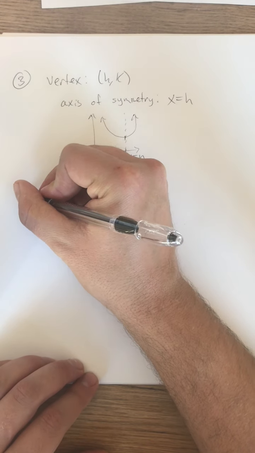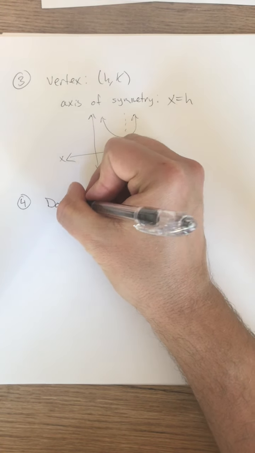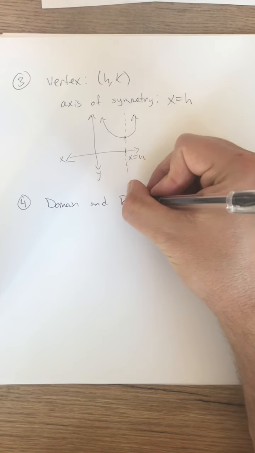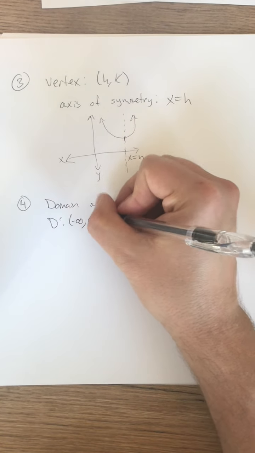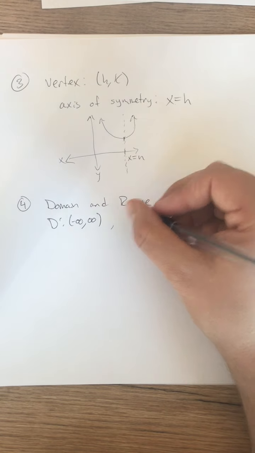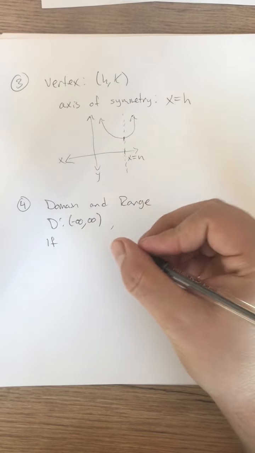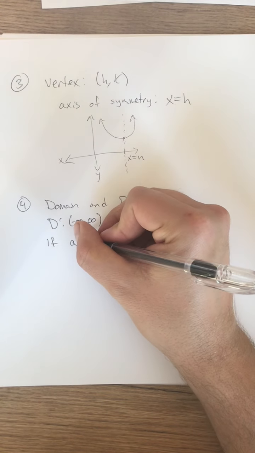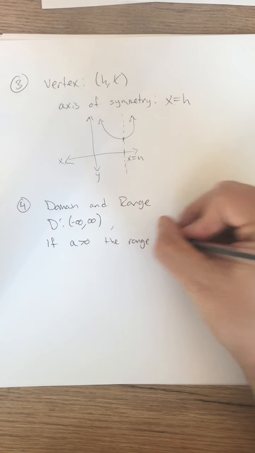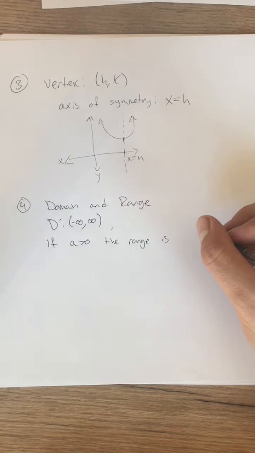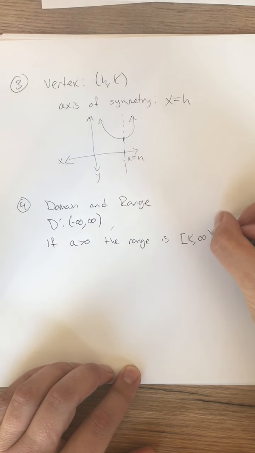So we can do the vertex and axis of symmetry. Then we can also mention the domain and range real quick. The domain of any polynomial is all real numbers, so that one's easy. And then for the range, if a is greater than 0, that means we have a parabola that points upward. The range is k to infinity, including k.